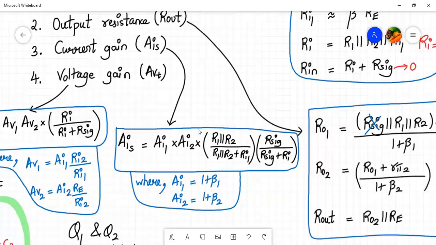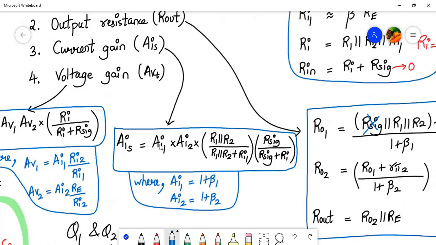Next, we calculate the current gain. The overall current gain, its value is AI1, where AI1 was 1 plus beta 1 into AI2, which is 1 plus beta 2, into R1 plus R2 divided by R1 plus R2 plus RI1, into R6 divided by R6 plus RI. So this term won't be present because this will be 0. I think it is RI divided by R6 plus RI, so you have to change that over here also. In this case, R6 is 0.